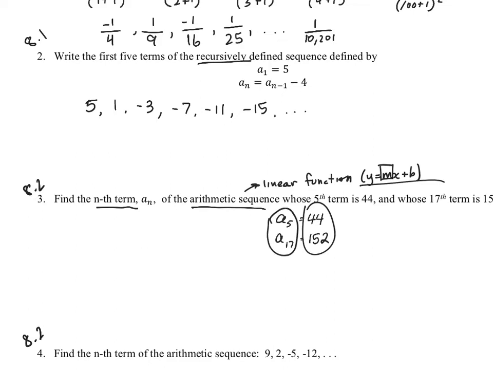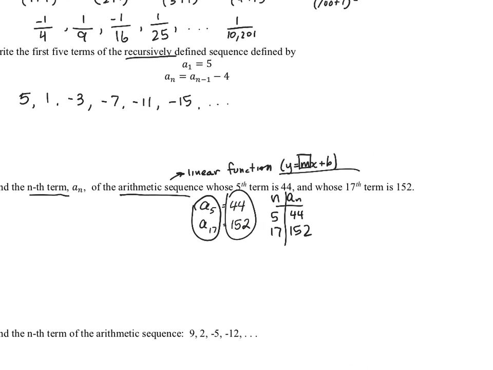x values. If you want to think about this as an input and an output table, when n equals 5, a sub n is 44. When n equals 17, a sub n is 152. So we can find the slope just by doing what we would do in an algebra course. So 152 minus 44 is the change in y values, and then 17 minus 5 is the change in x values. Let's see, 152 minus 44 is 108.